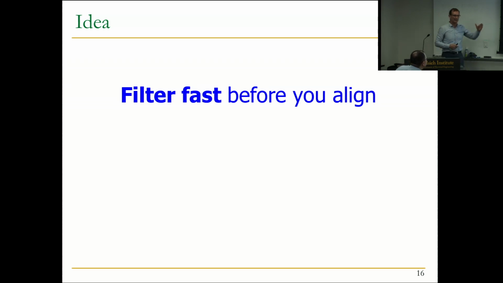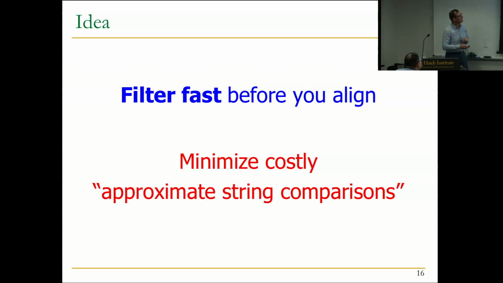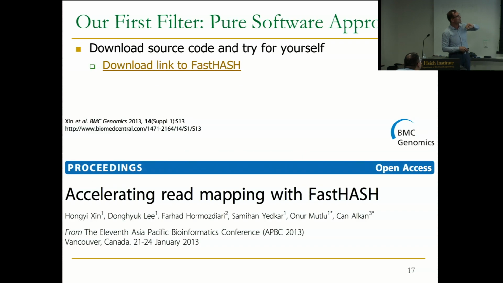Basically, it's to design an architecture that does this in two steps. The first step is filtering. It's a filtering step that quickly checks whether this fragment matches this part of the genome or not. And you can do this in many ways. There are many ideas. I'm not going to go into the detail. If you do this nicely, you don't need to do the approximate string matching that you need to do at the end. So our goal was to minimize costly approximate string comparison. So we started to design these filters.